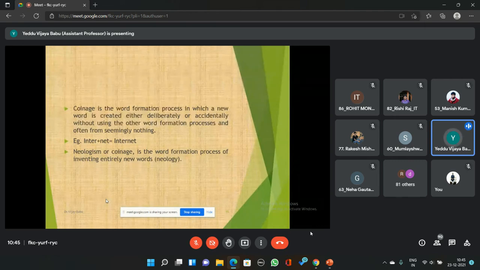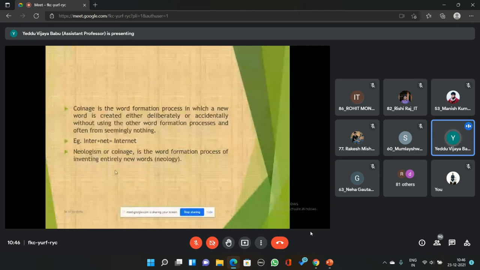Another term we have for this coinage is called neologism. Neologism is the word formation process of inventing entirely new words. Just like I've given some examples, entirely new words. Those words did not exist before. Sometimes these are offspring of the mind of creative writers and scientists.